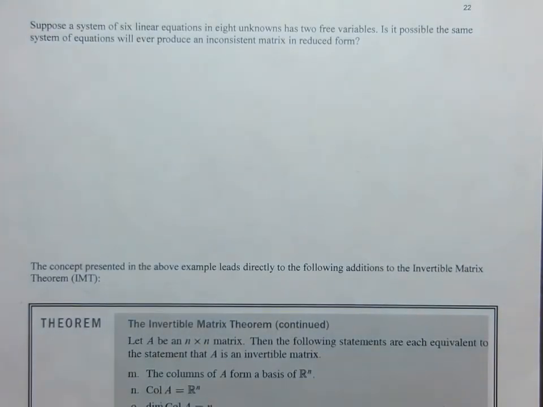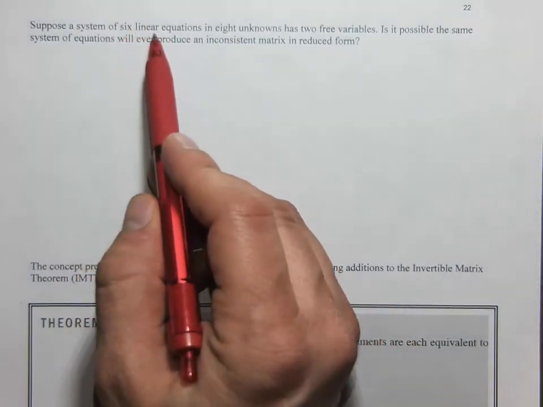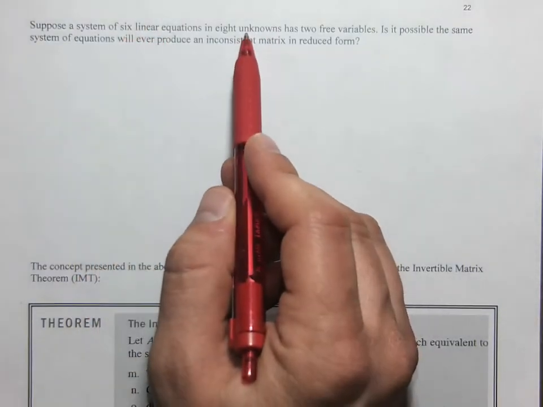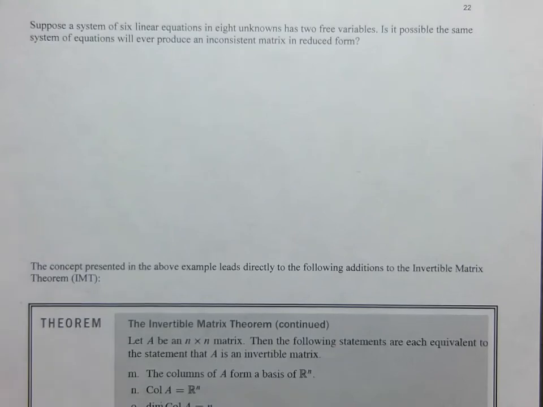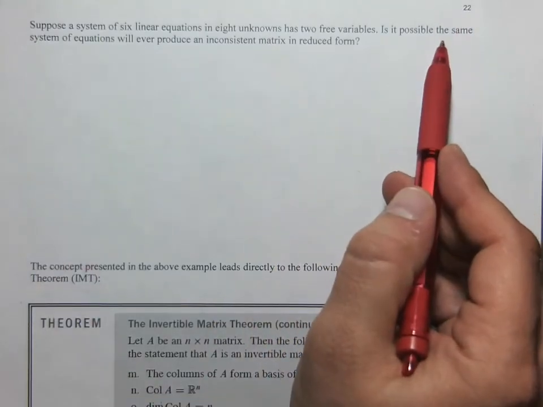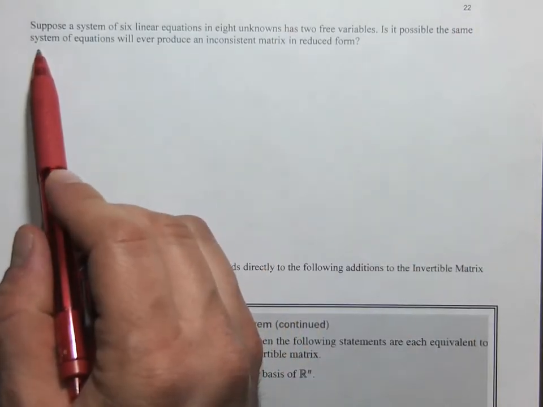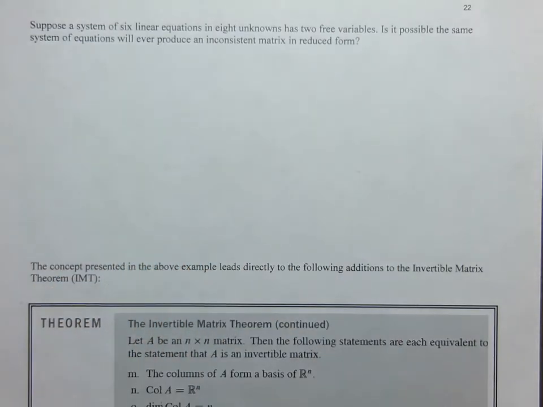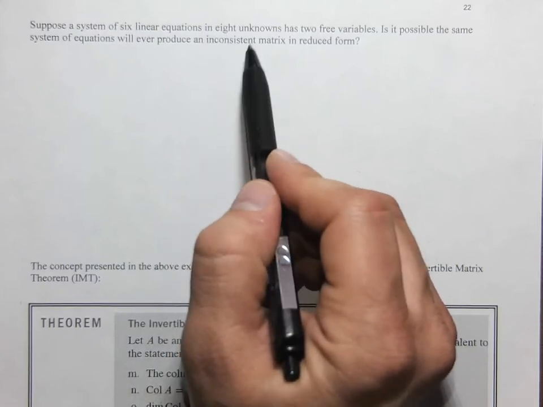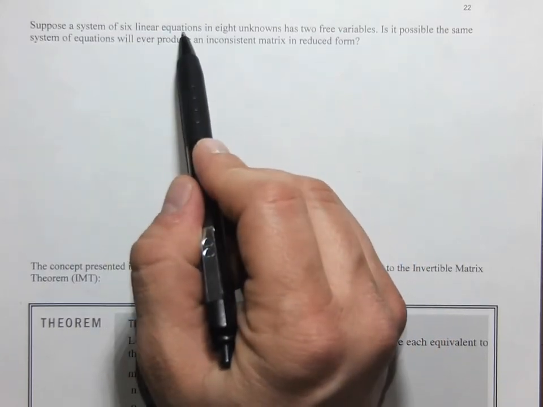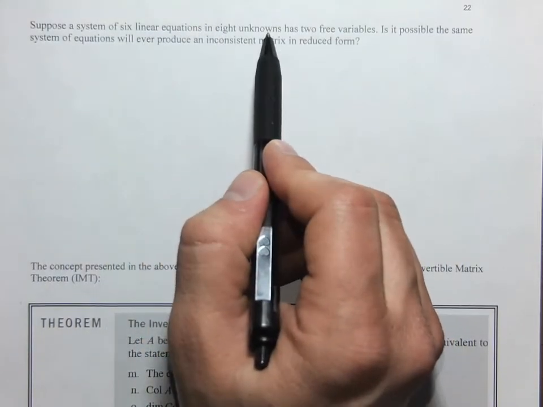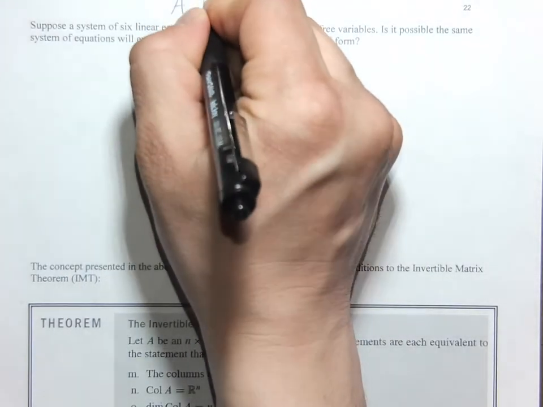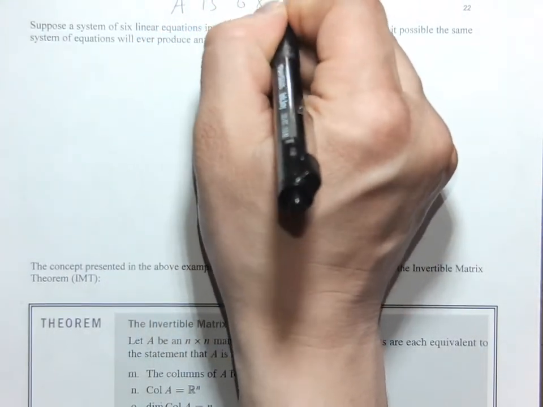Okay, so let's say that a system of 6 linear equations with 8 unknowns has 2 free variables. Is it possible the same system of equations will ever produce an inconsistent matrix in reduced form? All right, let's figure this out. So A, if we made this into a matrix, would have 6 rows for 6 equations, and 8 unknowns, so 8 columns. We're being told A is a 6 by 8 matrix.